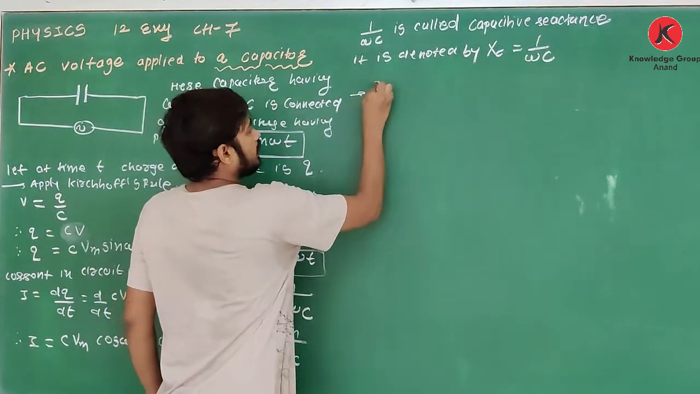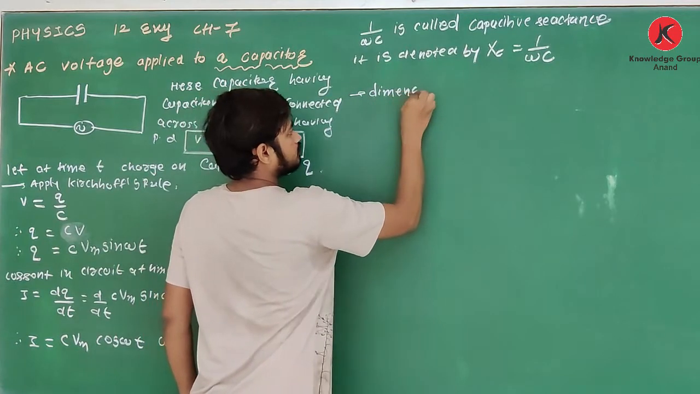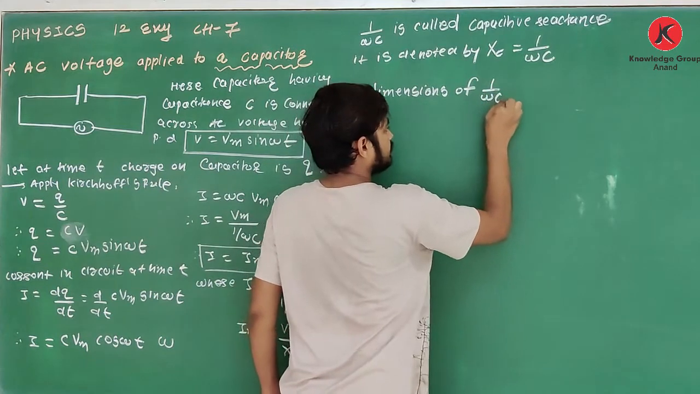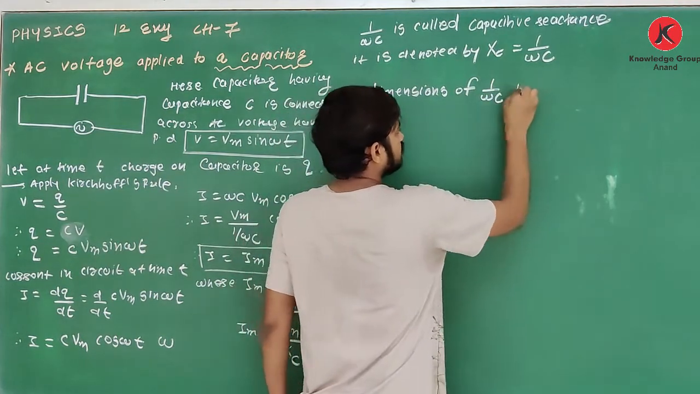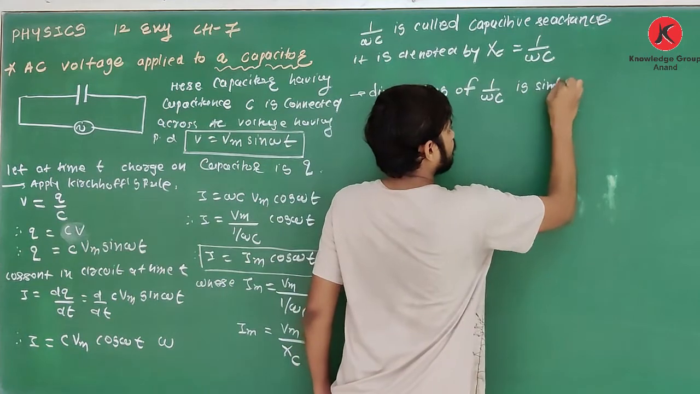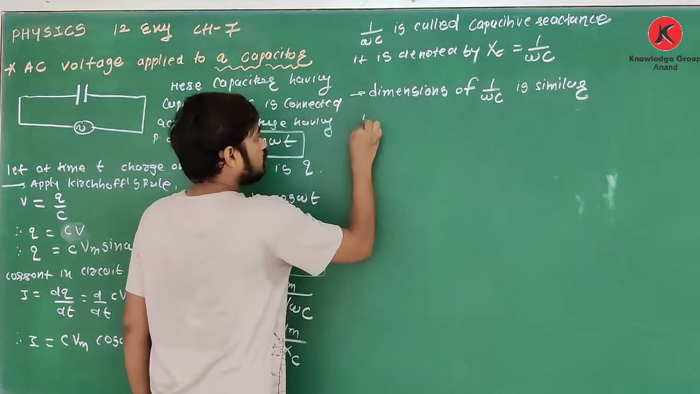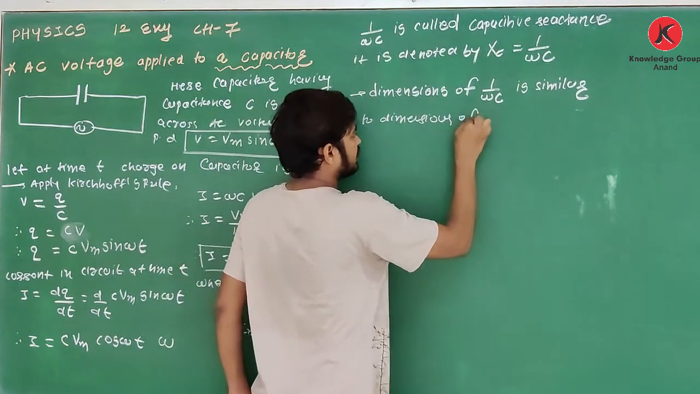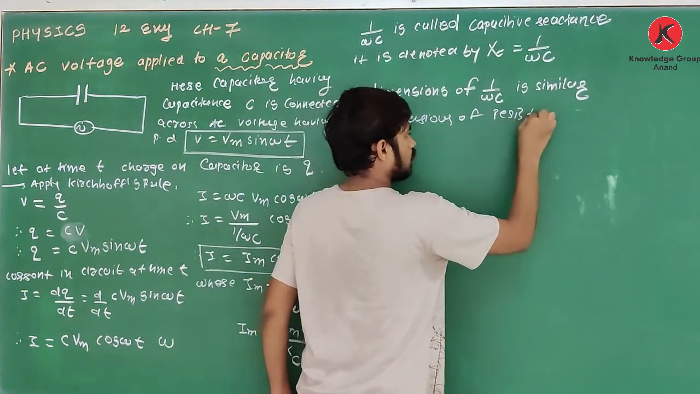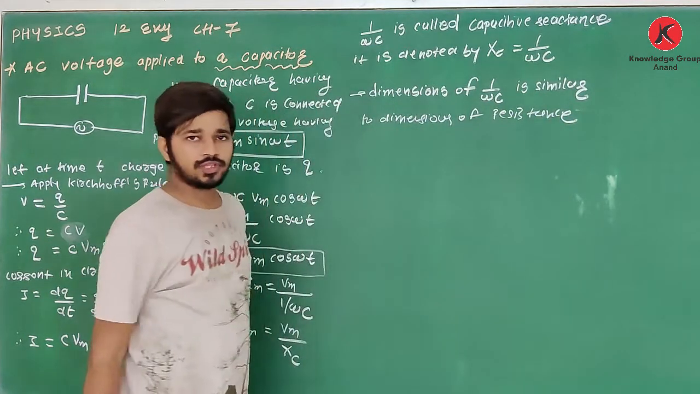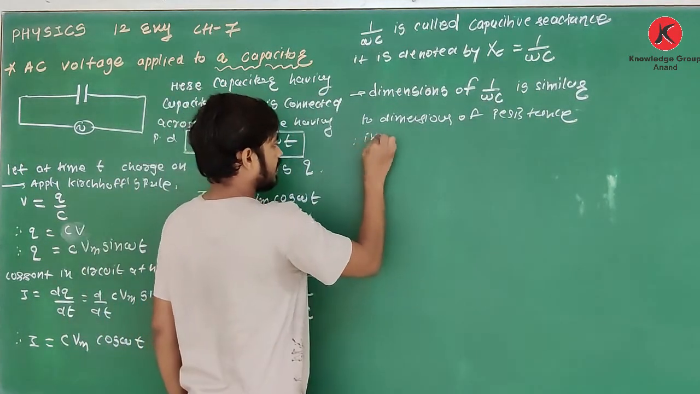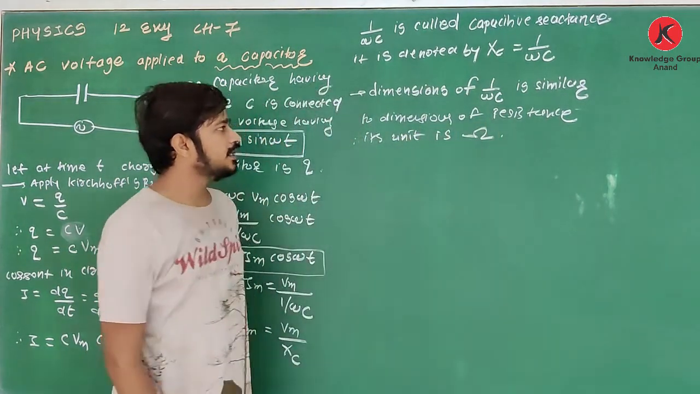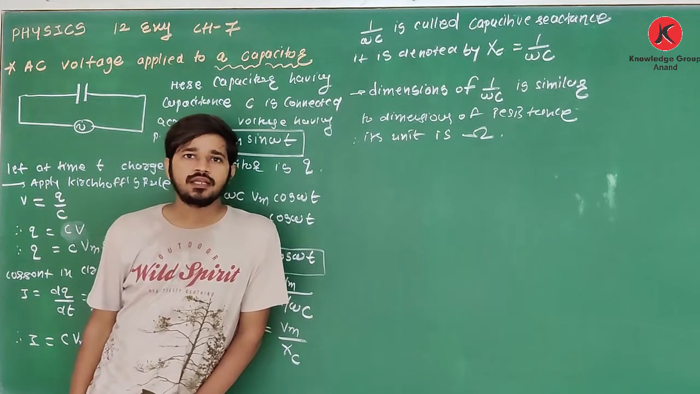And the dimensions of 1 upon omega C, that is Xc, the capacitive reactance, are similar to the dimensions of resistance, and therefore its unit is ohm. Clear about this? Yes or no?